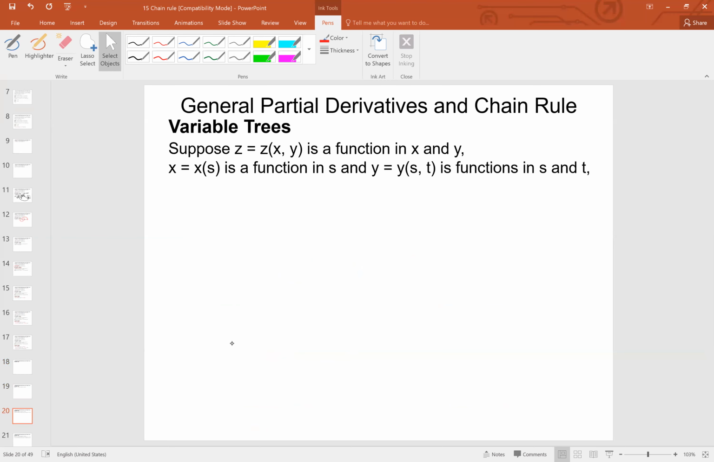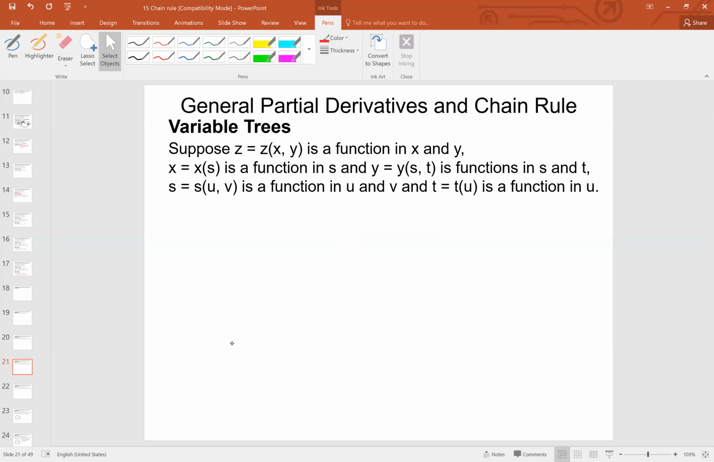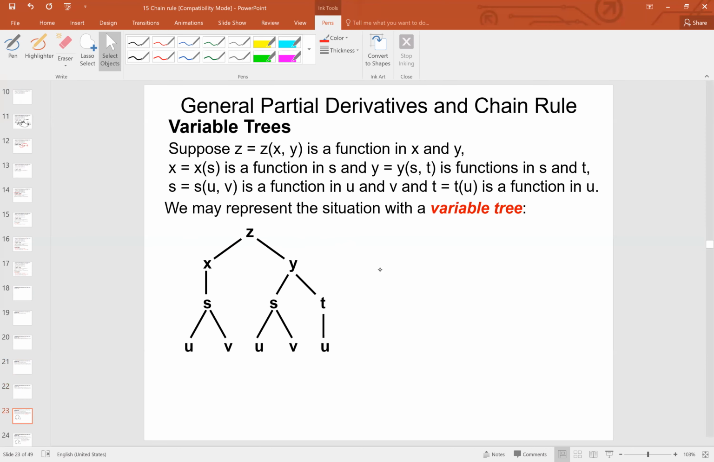Here's an example. Suppose z is in x, y, x is in s, and y is in s and t. Then s itself is in u and v, and t itself only in u. And here's the variable tree that expresses the condition: z is in x, y, and that's this, and x is in terms of s, and y is in terms of s and t, and so on. So I can just follow the relationships and draw this tree. This is called a variable tree.